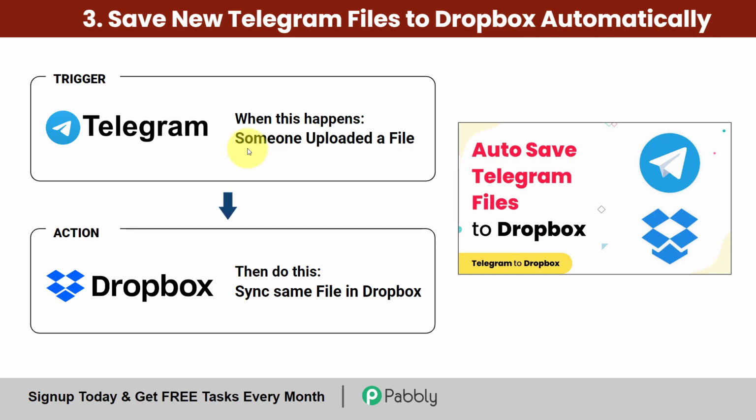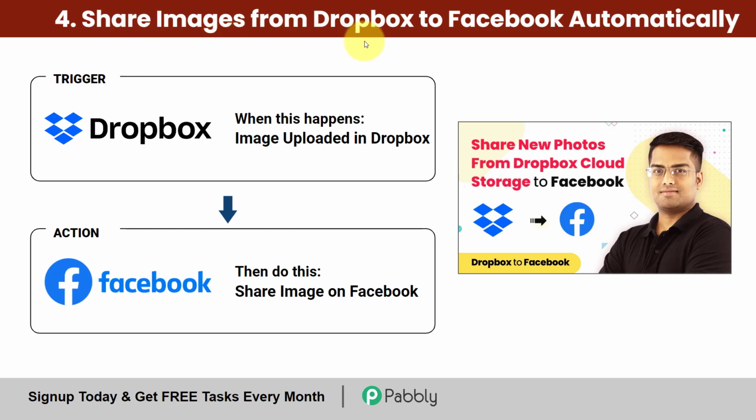Now let's jump to the next automation idea, which is share images from Dropbox to Facebook automatically. This automation is useful for all the social media marketers here, and especially for people who always have to share something on their Facebook profile and at the same time create a backup for all those posts and images. Here I am going to show you that as soon as an image is uploaded into Dropbox, the same image can be shared on the Facebook page as well.